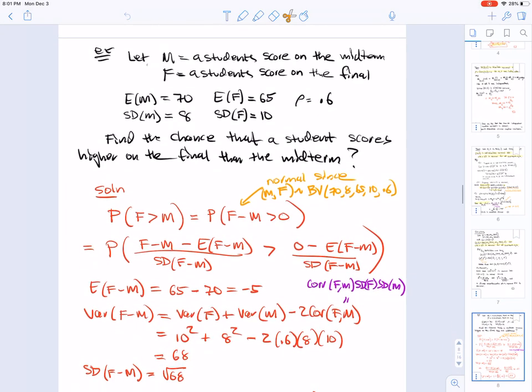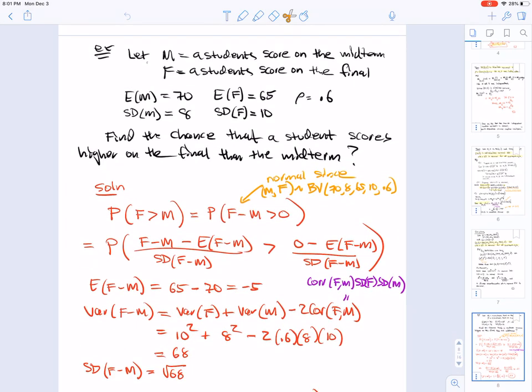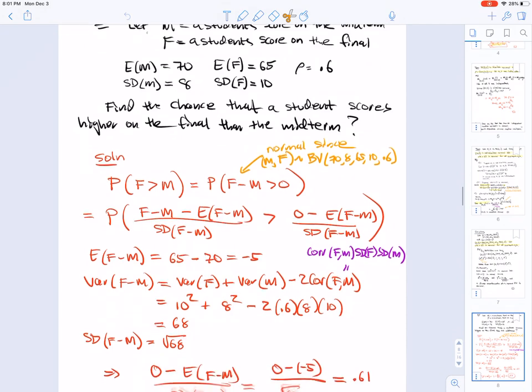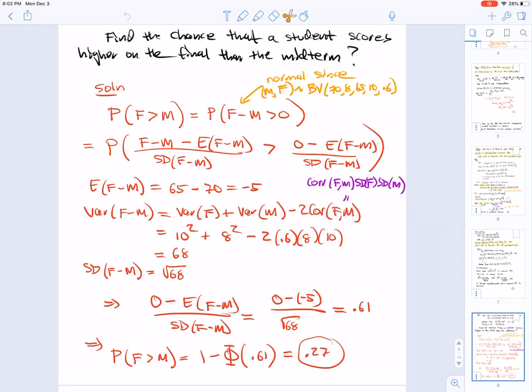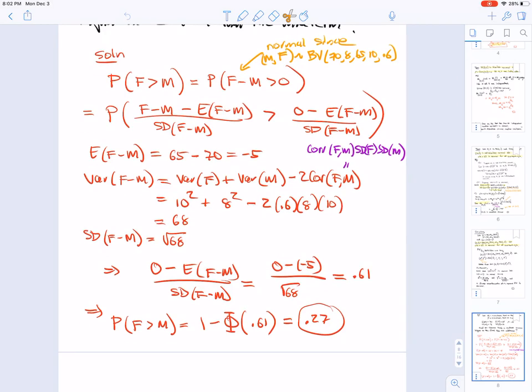Then I had you do this problem where you needed to find the chance that a student scores higher on the final than the midterm, and you used the fact that because MF is bivariate normal, F minus M is normal, and so we could then figure out this probability in terms of the CDF.